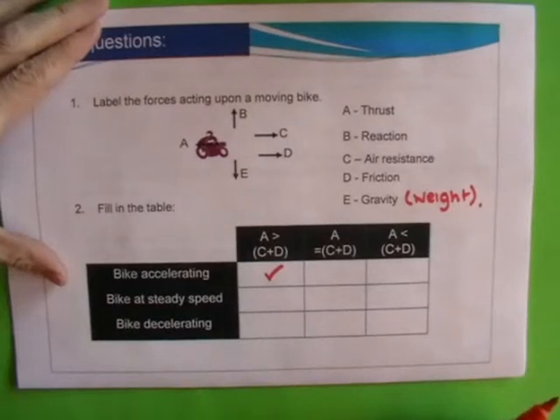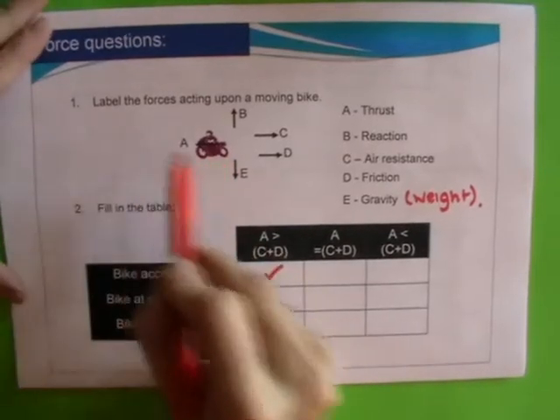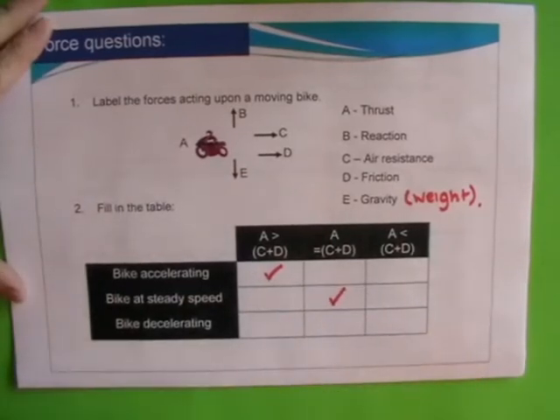The next question is, when is a bike moving at a steady speed? So we know there's steady speed, that's Newton's first law, law of balanced forces. So that means anything forward must equal anything back. So we're looking for A equals C plus D, and there it is there.